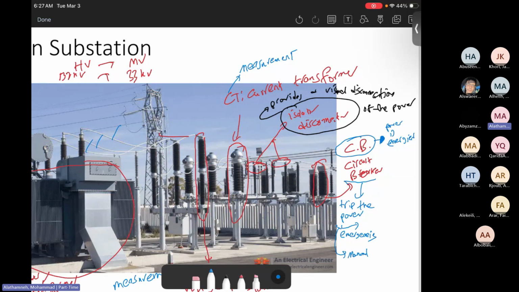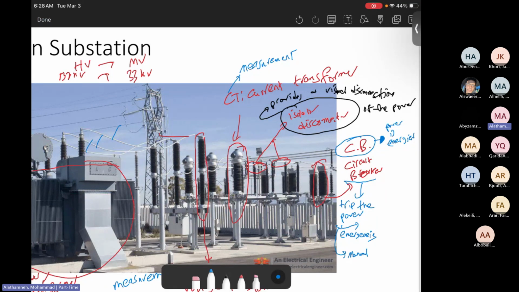However, the isolators are not supposed to turn off the power. They will be turned off or disconnected when the power is already off. So what's the point of using an isolator even though the power is off? It's just for extra caution, an extra backup to ensure for the maintenance team that the power is off. The power is disconnected, not only off. It provides a visual disconnection so you can see the power is off.